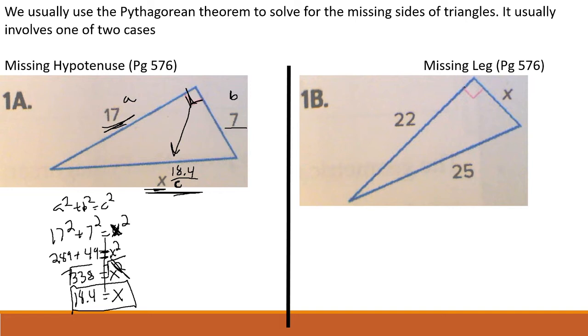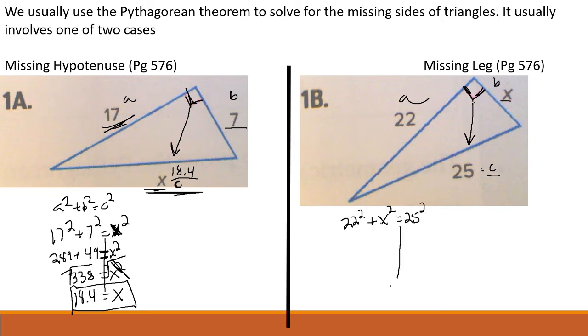The other problem, again, same sort of deal. We have a right angle right here. We know that if we draw my arrow across, this side is going to be my C side. This would be my A and my B side. So I'm going to start it out the same way. A squared, which is 22 squared, plus B squared, which I don't know, so I'm going to call x squared, because that's what x is, equals 25 squared.